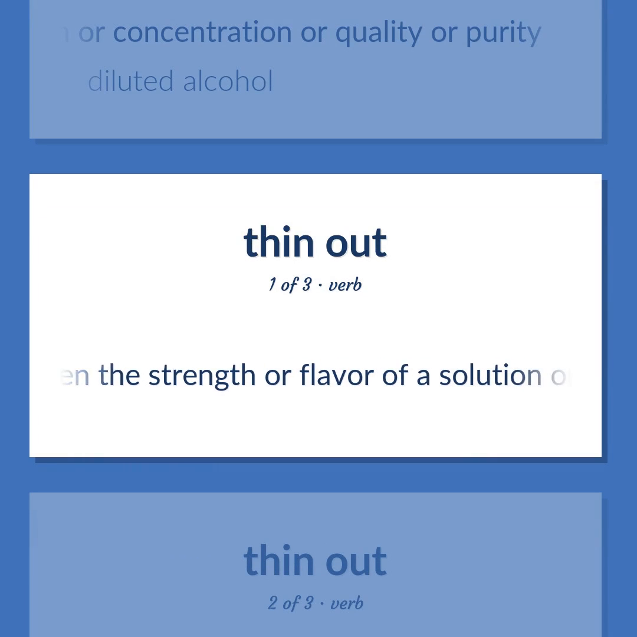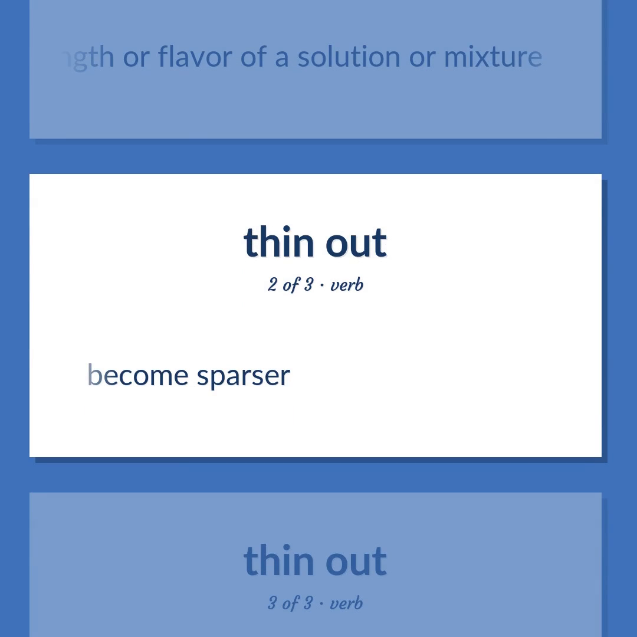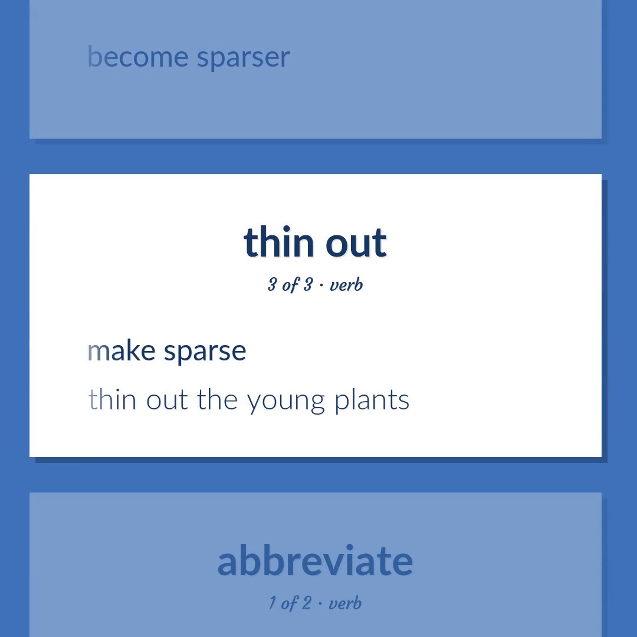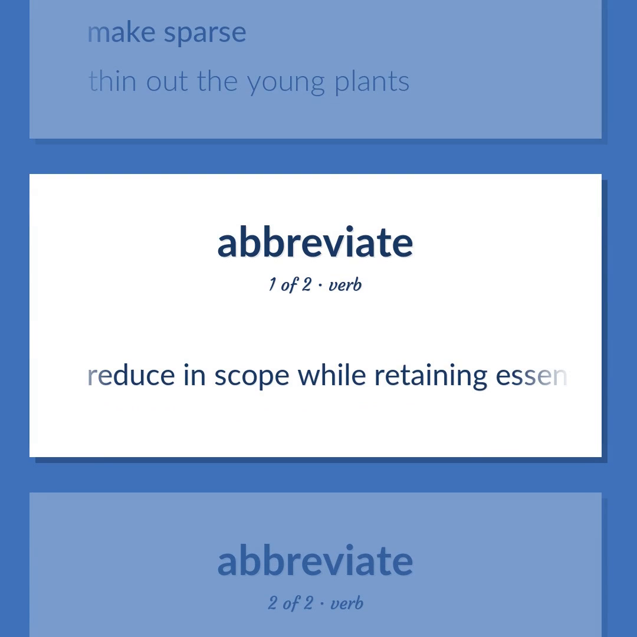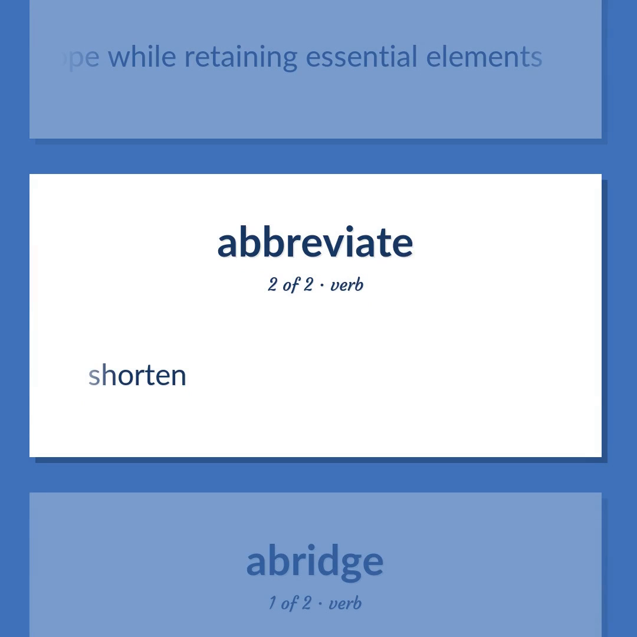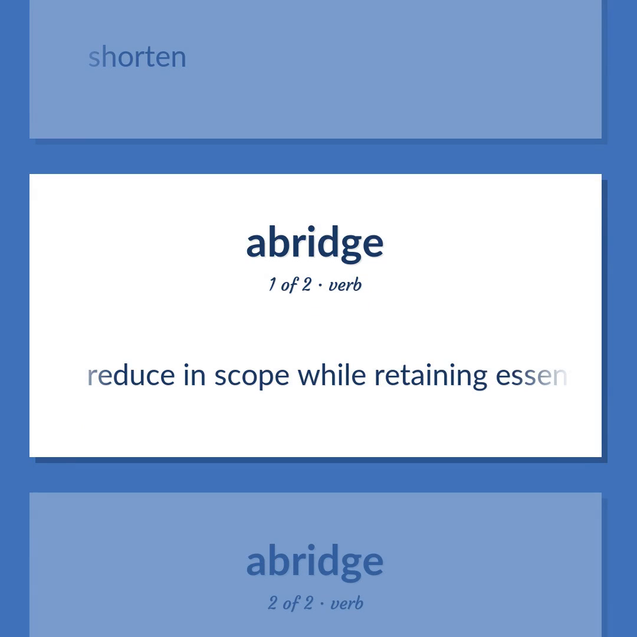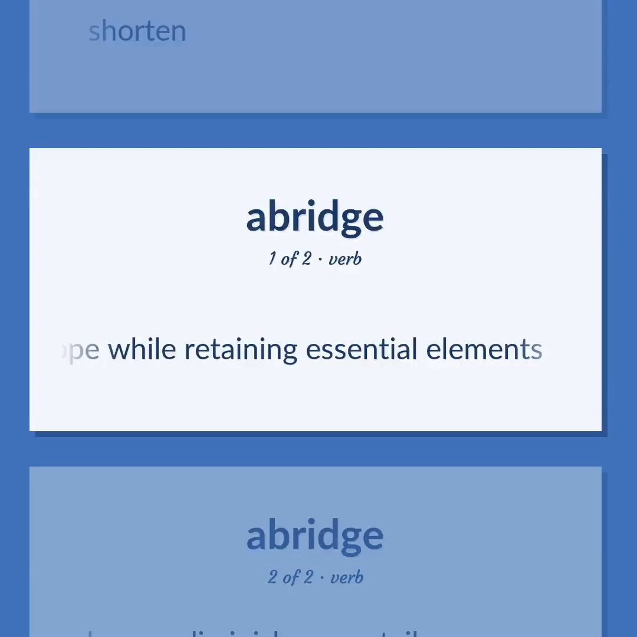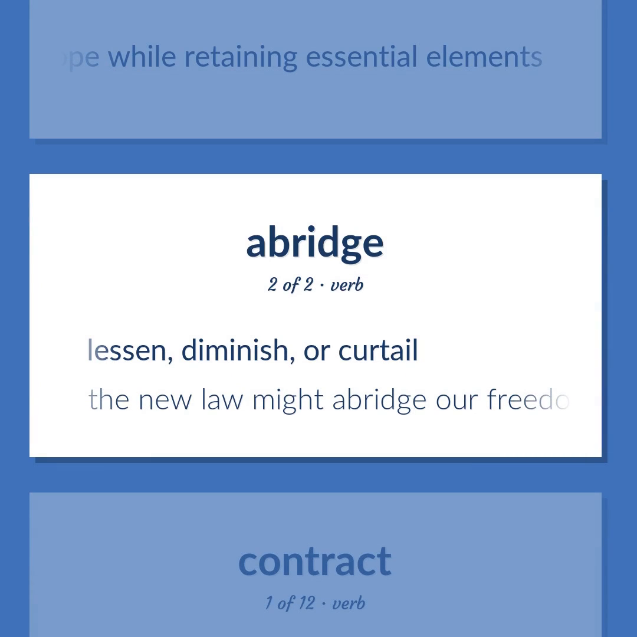Lessen the strength or flavor of a solution or mixture. Become sparser. Make sparse. Thin out the young plants. Reduce in scope while retaining essential elements. Shorten. Reduce in scope while retaining essential elements. Lessen, diminish, or curtail. The new law might abridge our freedom of expression.